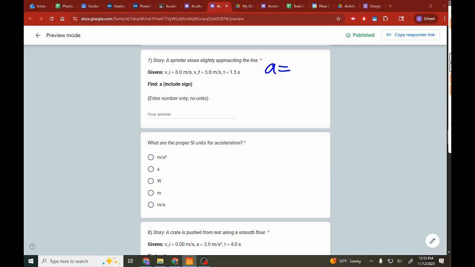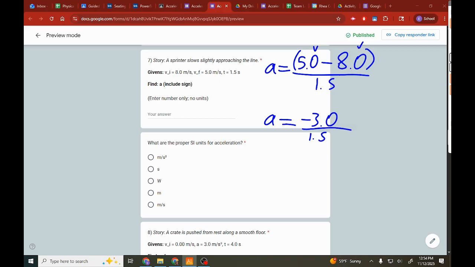So I'll take my final velocity, 5.0, subtract my initial velocity, 8.0, divided by the time. Again, you can probably get by just doing it all at once, but for the sake of it, 5 minus 8 will be negative 3.0, because these are both known to the tens place, divided by 1.5. Both numbers have 2 sig figs, so our answer better as well.